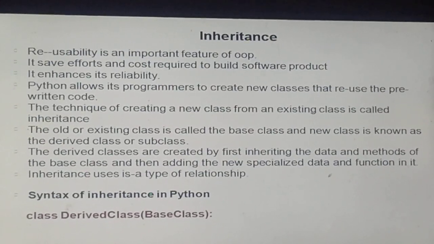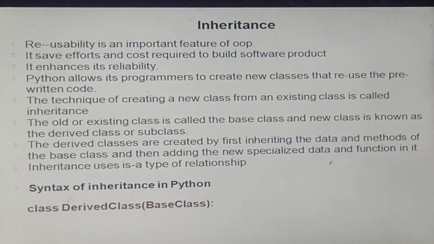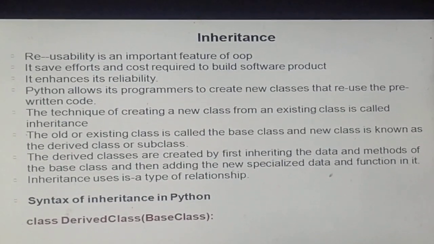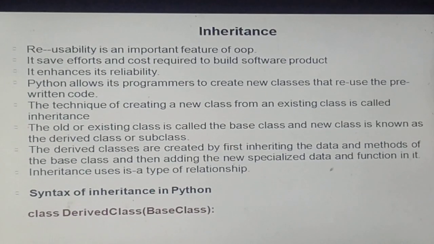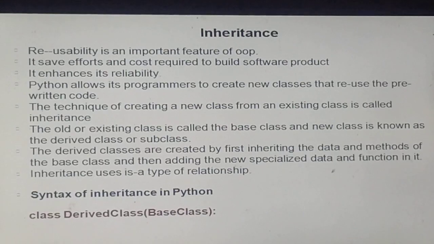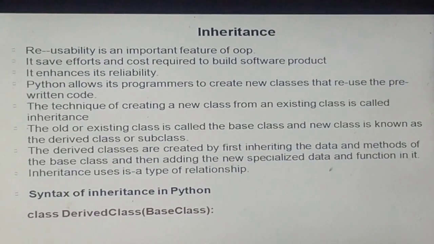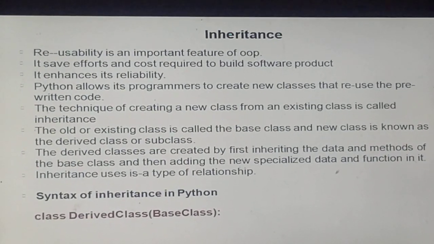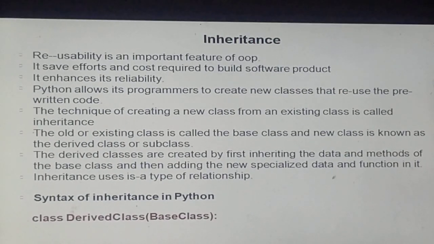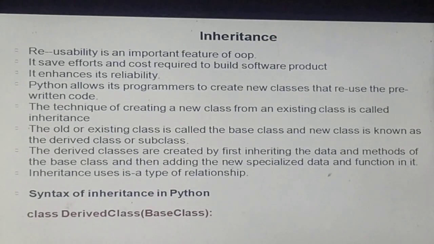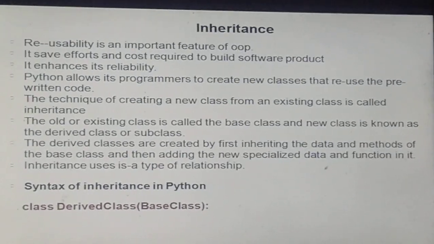The next thing is inheritance. Inheritance provides reusability. It is a very important feature of object oriented programming. In object oriented programming, inheritance is just like real world inheritance. Inheritance is a way of creating a new class by using the attributes or details of an existing class without modifying it. Inheritance is the process of deriving a new class from the base class, which is also known as the derived class. Python allows its programmer to create a new class that reuses pre-written code.